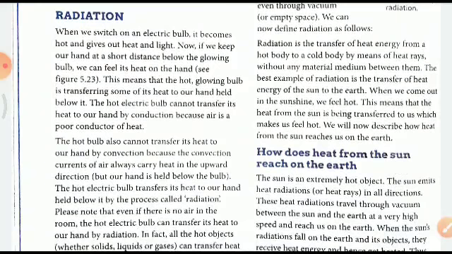Radiation is the transfer of heat energy from a hot body to a cold body by means of heat rays without any material medium between them. The best example of radiation is the transfer of heat energy of sun to the earth. When we come out in sunshine, we feel hot. This means that heat from sun is being transferred to us, which makes us feel hot.